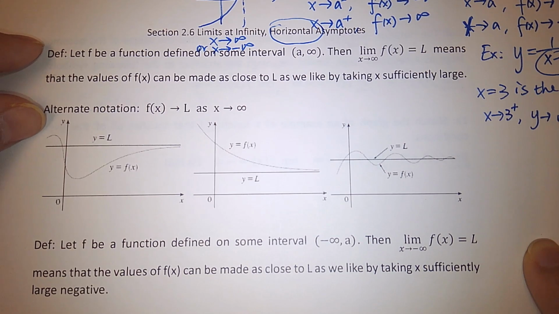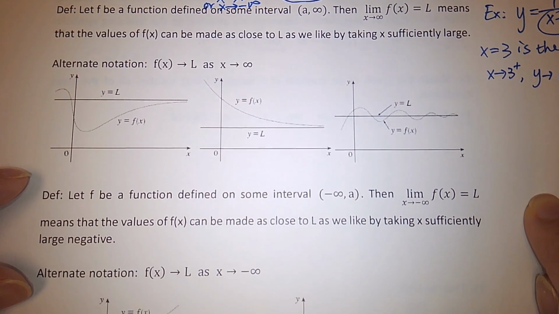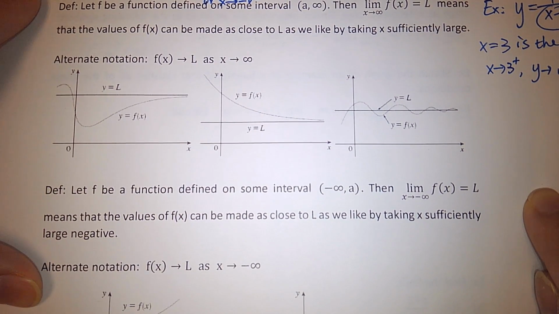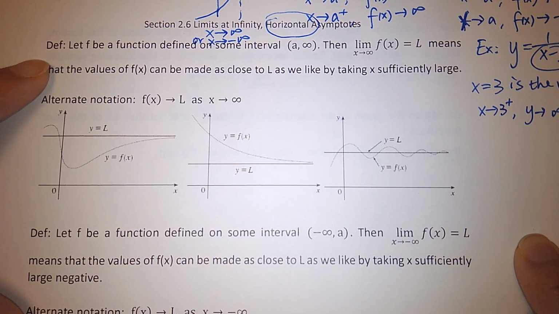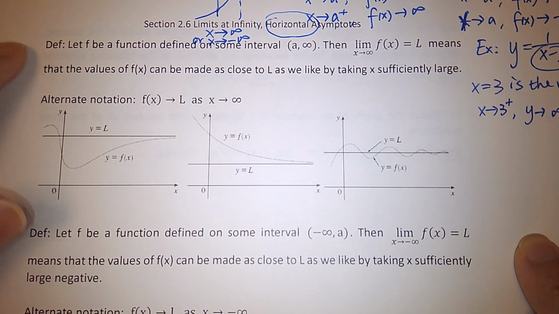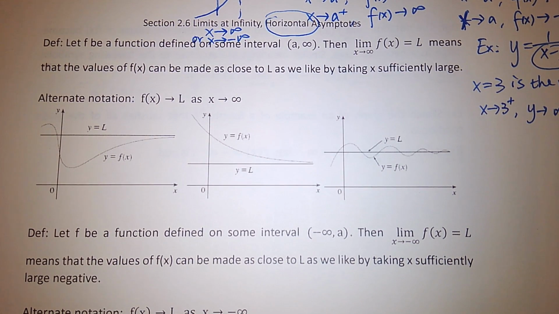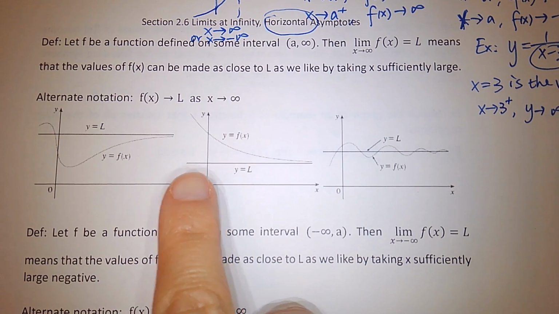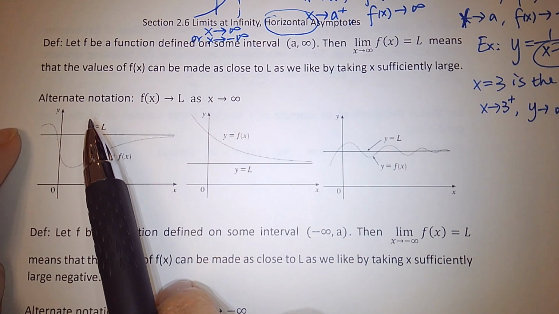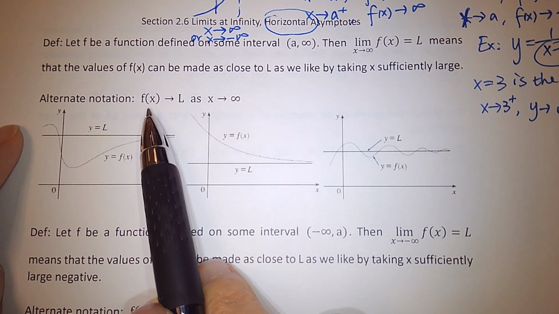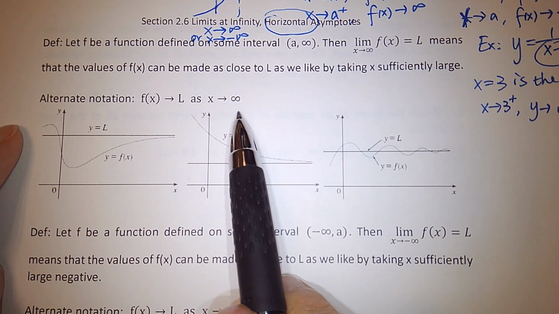I'm going to ask a volunteer to read this definition for us, and also read this as well. Any volunteer? Simon, you want to read? Let f be a function defined on some interval a to infinity. Then the limit as x approaches infinity of f of x equals L means that the values of f of x can be made as close to L as we like by taking x sufficiently large. Alternate notation: f of x approaches L as x approaches infinity.